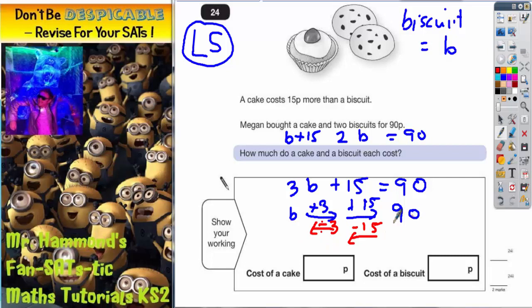So 90p take away 15p is 75p, and 75p divided by 3 is 25p. So we've got back to the beginning there. So the biscuit must be 25p.